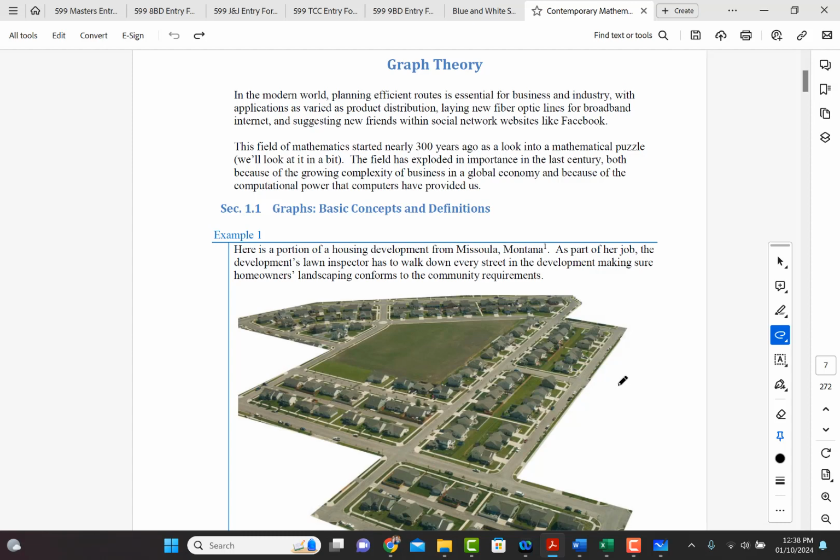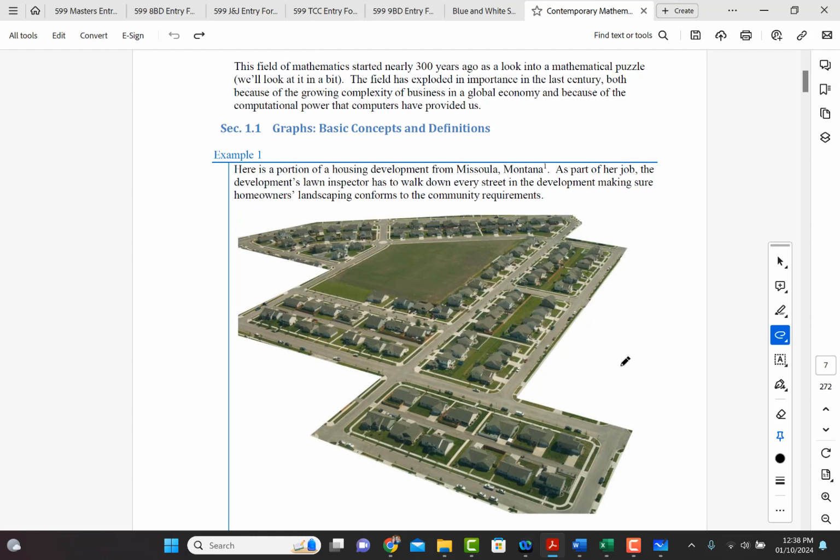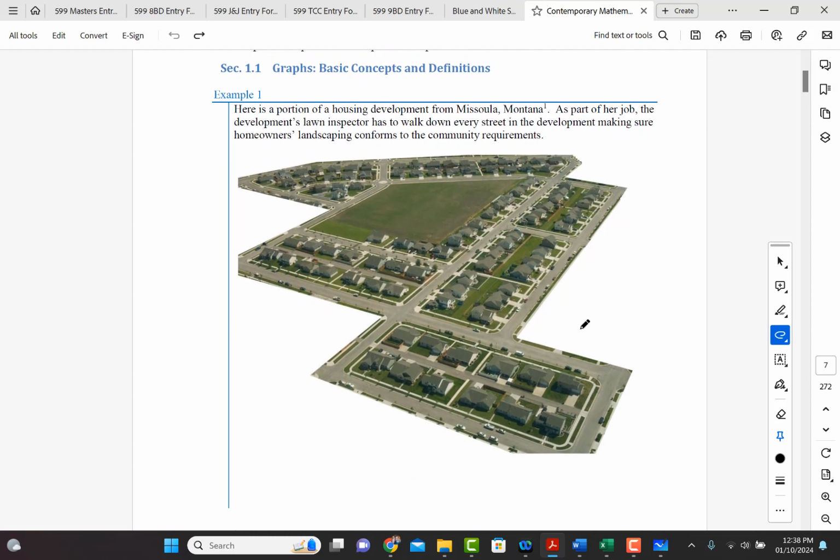The field has exploded in importance in the last century, both because of the growing complexity of business in a global economy and because of the computational power that computers have provided us. So we're going to look at this example, and at basic concepts and definitions.